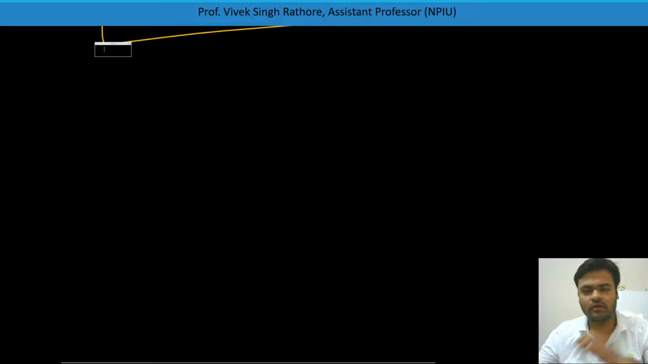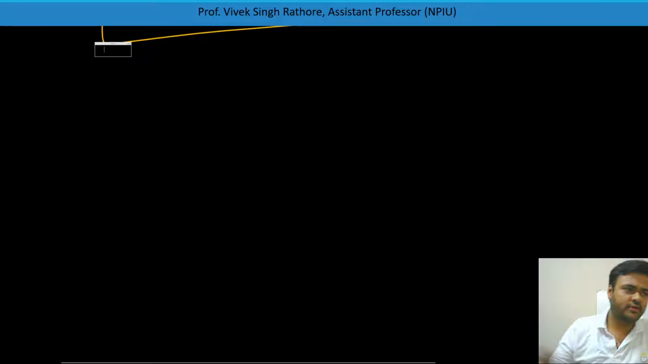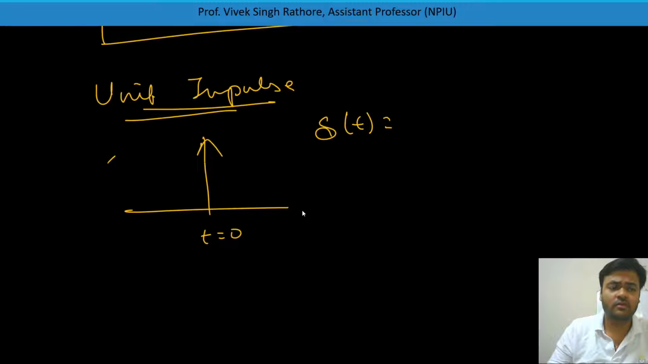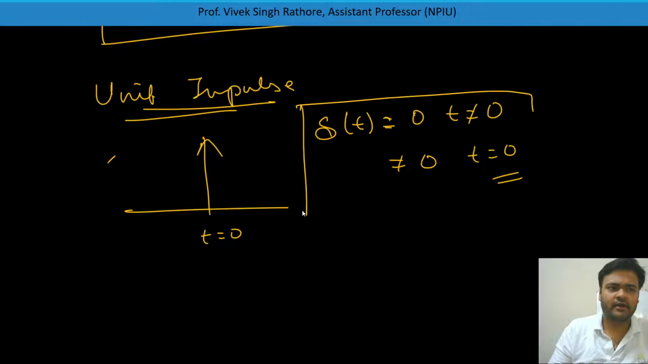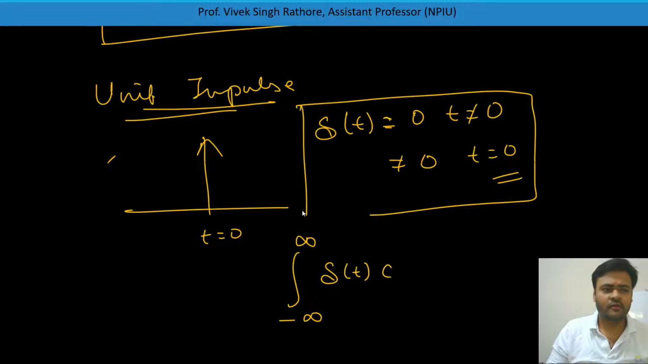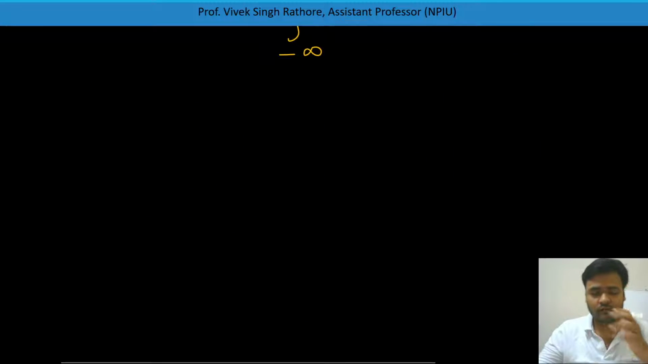So now we'll see the effect of time reversal and time scaling property on the unit impulse signal. Let's get started. The unit impulse signal is represented almost like this, with t equal to 0, and it is mathematically represented as delta t equal to 0 for t not equal to 0, and not equal to 0 for t equal to 0. This is delta t. The second thing, if you calculate the integral of delta t dt, you will get 1. Using this property, we can see the effect of time scaling and time reversal.